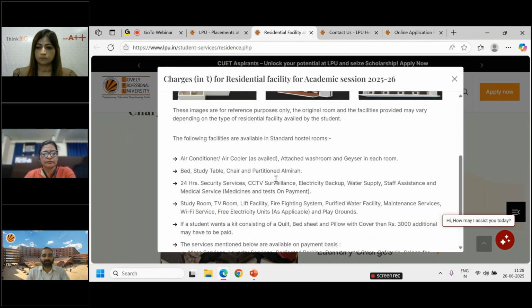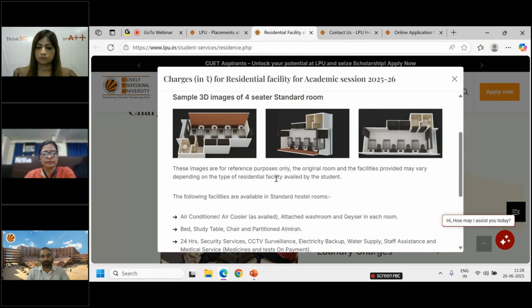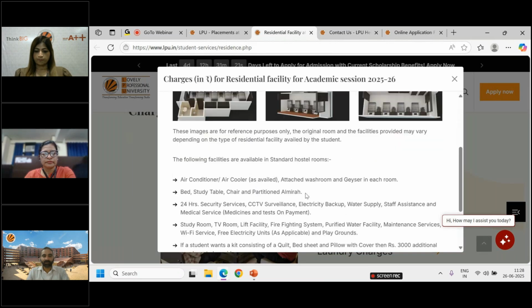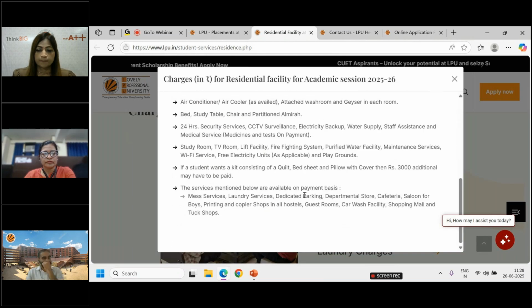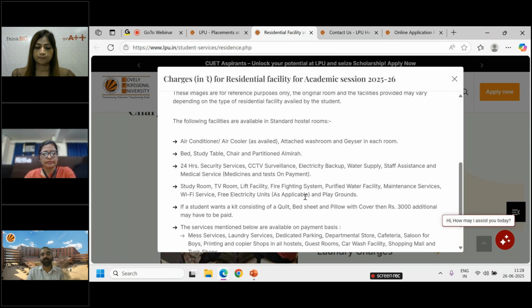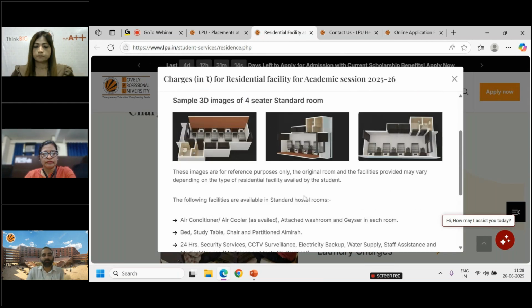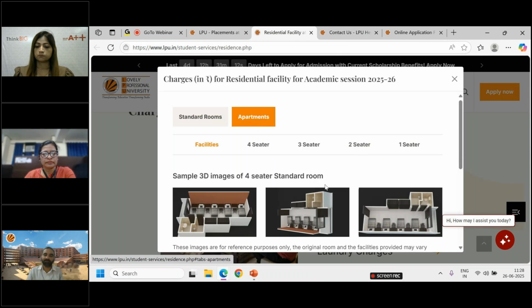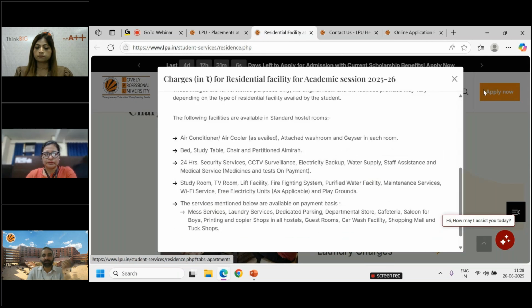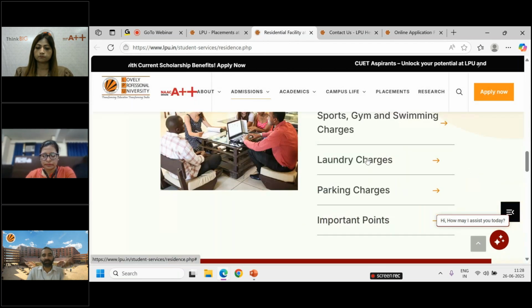And here is the 3D image of the standard four-seater room, and these are the facilities we provide in the hostels and in the residential rooms. And if you go to the apartments, we have apartments also, four-seater, three-seater. It depends upon your choice. So this is how you can check the residential facility.